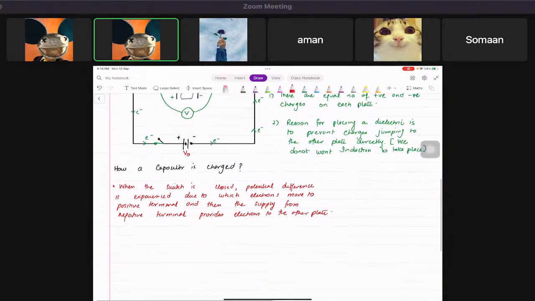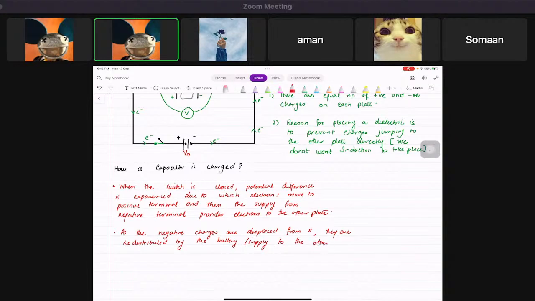So basically, as the negative charges are displaced from X, they are redistributed by the battery or supply to the other plate. Is it clear, everybody?